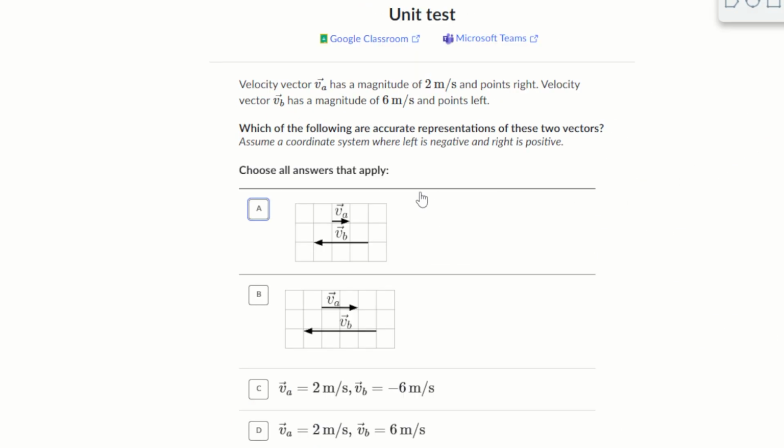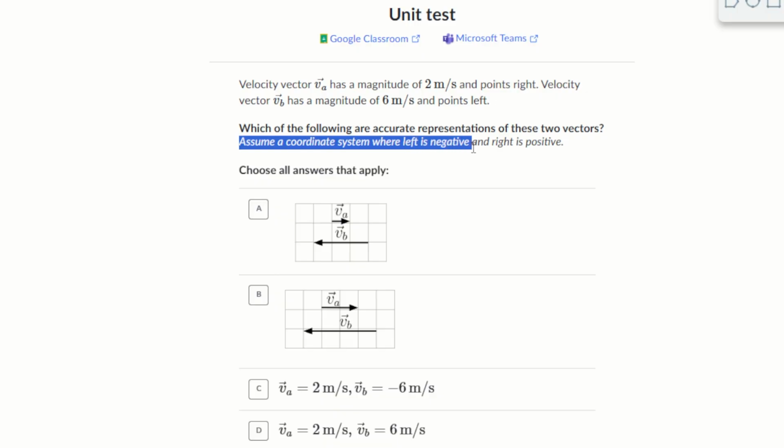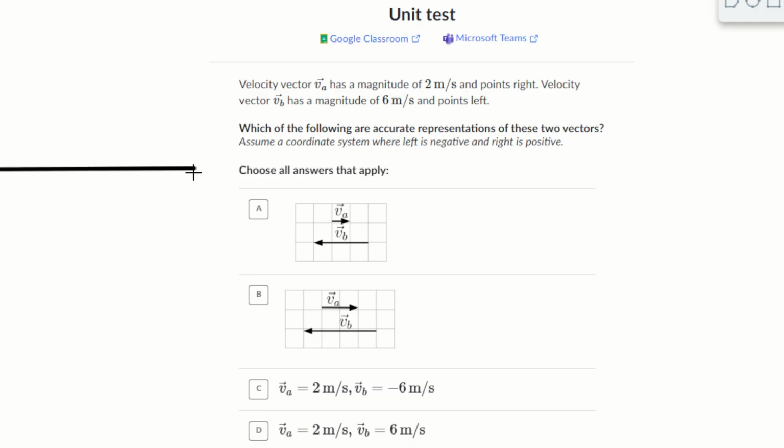Okay, question 8. Velocity vector VA has a magnitude of 2 meters per second and points right. Velocity vector B has a magnitude of 6 meters per second and points left. Which of the following are accurate representations of these vectors? It says choose all the answers that apply, and assume a coordinate system where left is negative and right is positive. So we need to remember that right is positive and left is negative x.